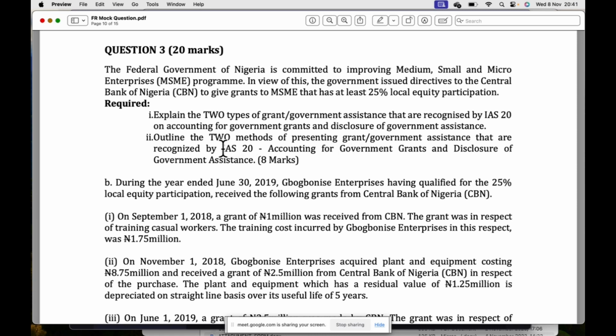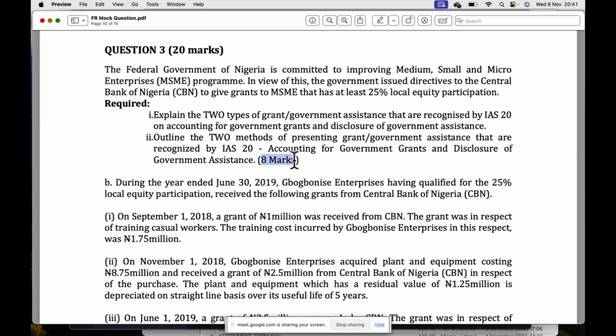So when we talk about government grant, the standard is IAS 20, and the full name of this standard is Accounting for Government Grants and Disclosure of Government Assistance. Why I chose this question to summarize government grant to you is that these are requirements of 8 marks. This one and two, they said it's 8 marks.